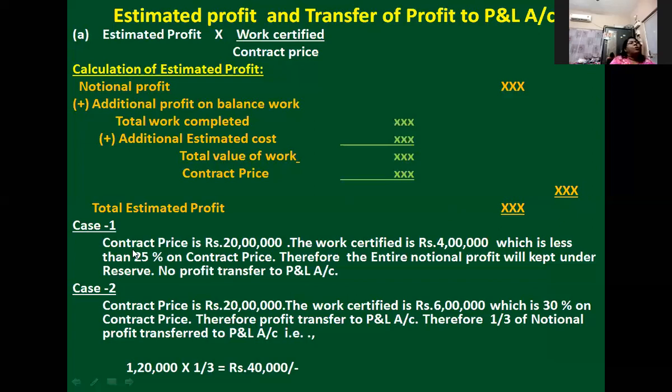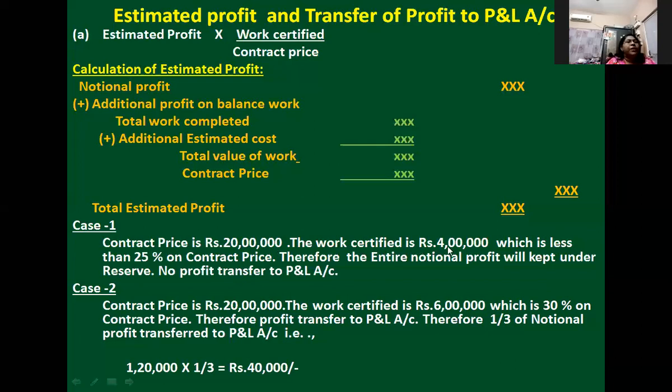Now we'll deal with the cases one by one. Case 1: the contract price is 20 lakhs. The work certified is rupees 4 lakhs, which is less than 25%. When you see the amounts itself, you will get an idea of what the percentage of work certified on the contract price is.